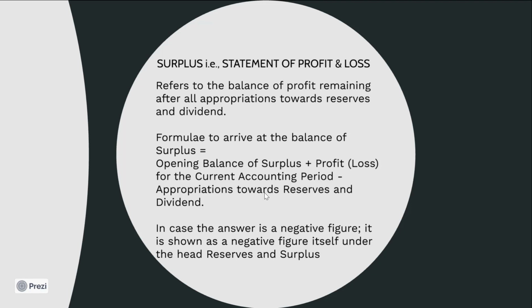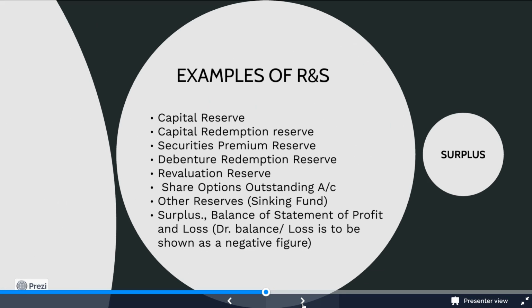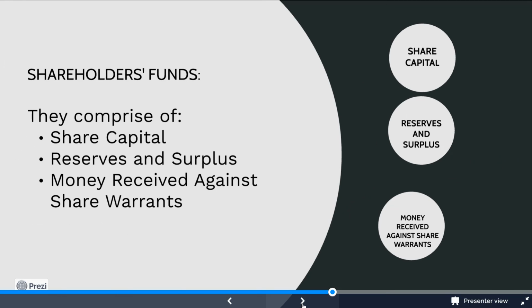Now, the final answer we arrive at, if it's a positive figure, it will be shown as a positive figure itself against surplus under the head reserves and surplus. On the other hand, if the answer is a negative figure, it will be shown as a negative figure itself under the head reserves and surplus. We've already checked out reserves and surplus.